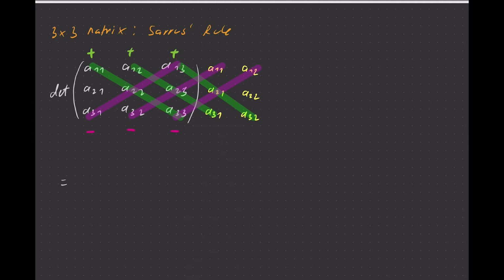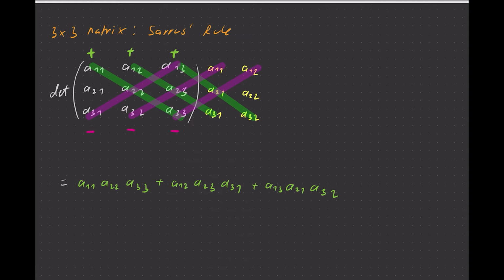So what we get here is the product of this diagonal. So that's A11, A22, A33. Plus the product along this diagonal, that's A12, A23, A31. Plus the product along this diagonal here, that would be A13, A21, A32.